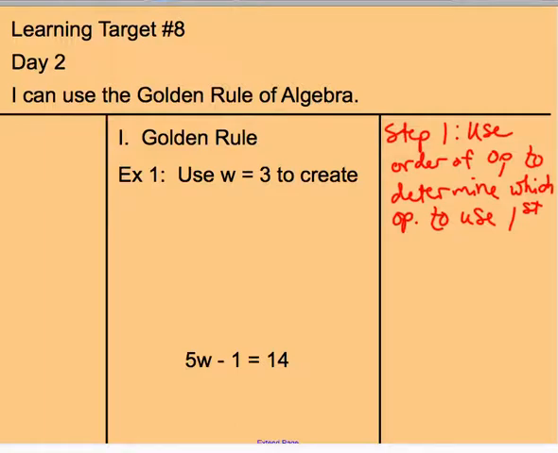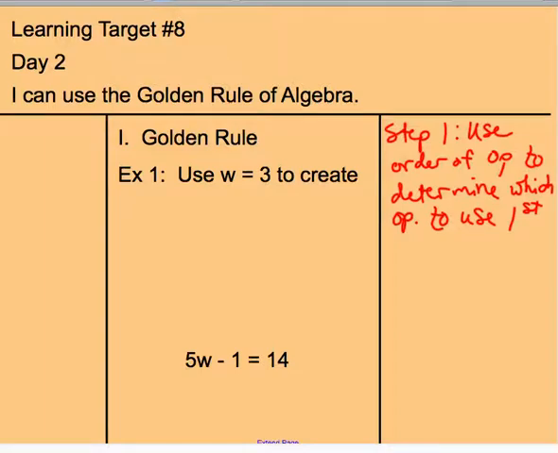If I have 5w minus 1 and I substitute 3 in, what would I do to that 3 first? Would I multiply it by the 5 or would I subtract the 1? Well, order of operations tells me I would multiply by the 5 first.